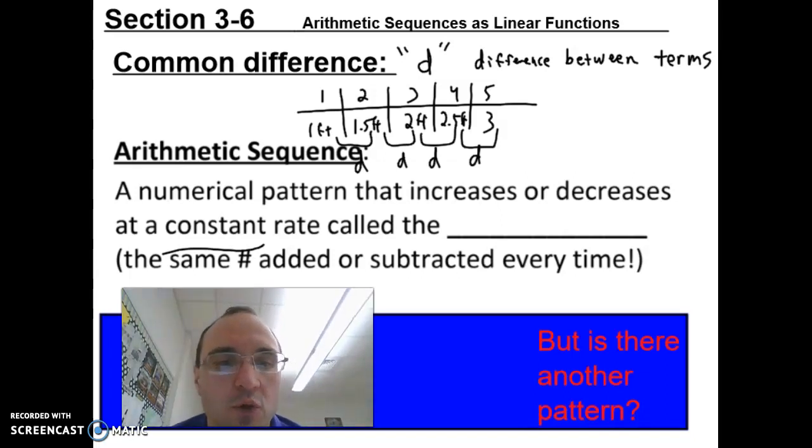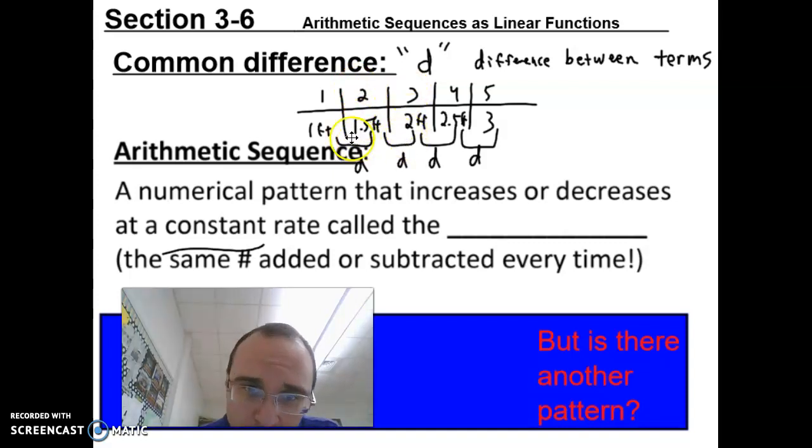Hello. For those of you who have not got a chance to go over this, this is arithmetic sequences as linear functions, and we're just going to start with what each term means. So common difference is any difference between each of these. Term 1 is 1 foot, term 2 is 1.5 foot, term 3 is 2 feet. Each one of them is going up by 0.5 or 1/2. So the common difference is a positive 1/2.